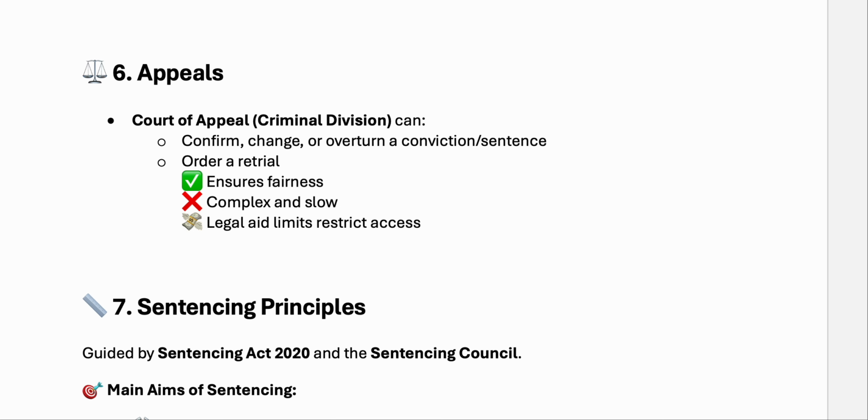So the Court of Appeal looks at whether convictions and sentences from the Crown Court were fair, and appeals can be about new evidence, or maybe there was a mistake in the law during the trial, or some sort of unfairness during the trial. The court can confirm, it can change, or it can throw out convictions and sentences, or it can actually order a retrial.